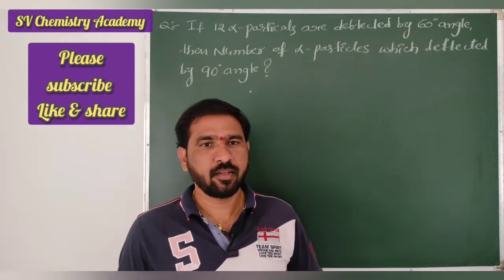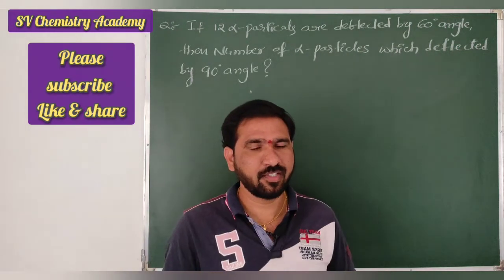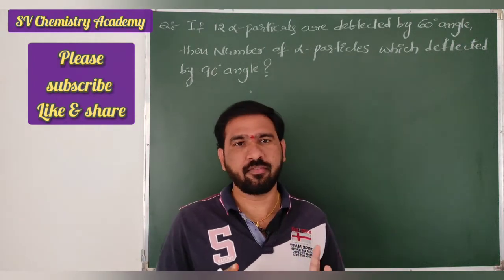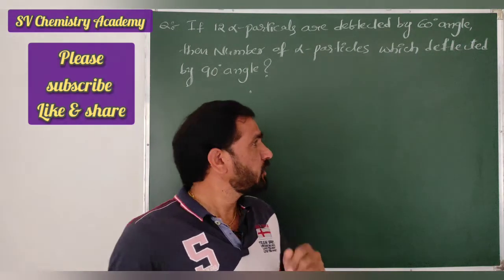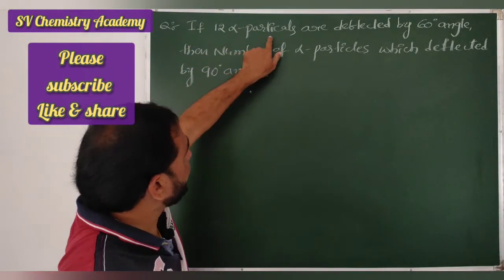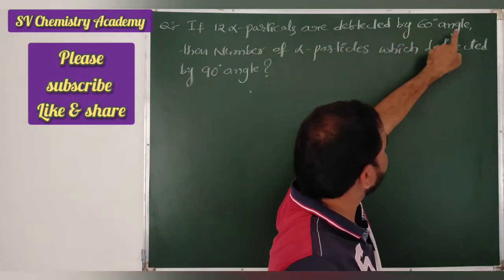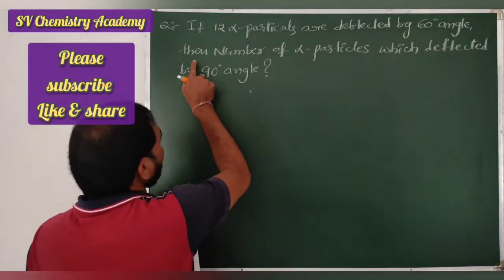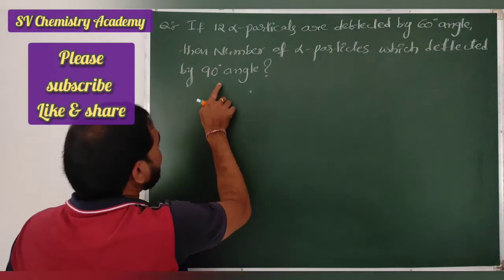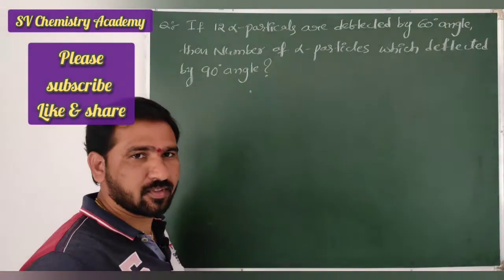Okay. Then a question related to the Rutherford model of the atom: the number of alpha particles deflected by a given angle. Here one question is given: if 12 alpha particles are deflected by a 60 degrees angle, then the number of alpha particles which are deflected by a 90 degrees angle. This is the question.